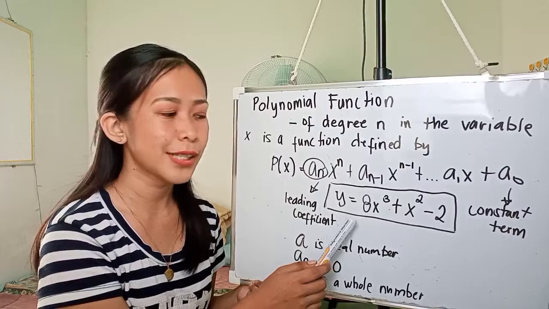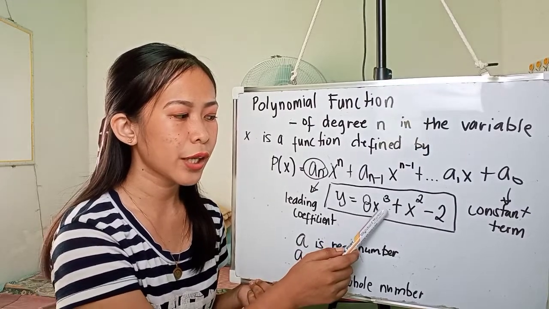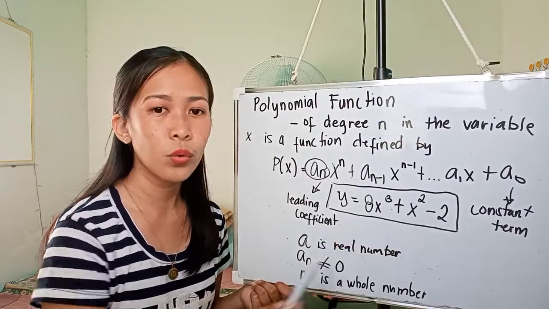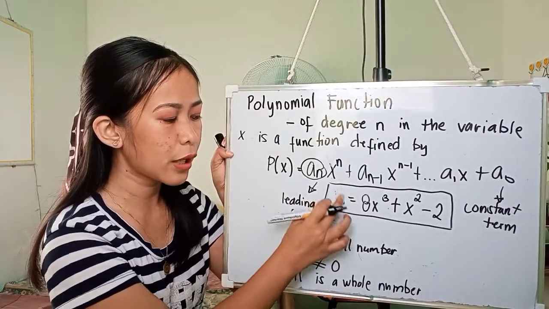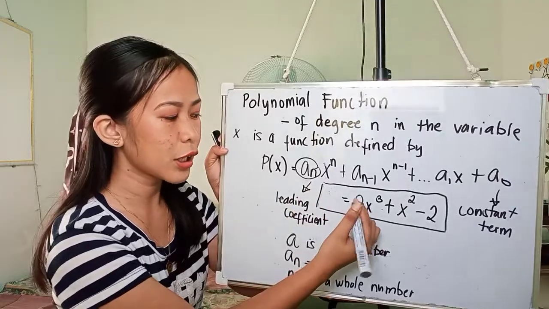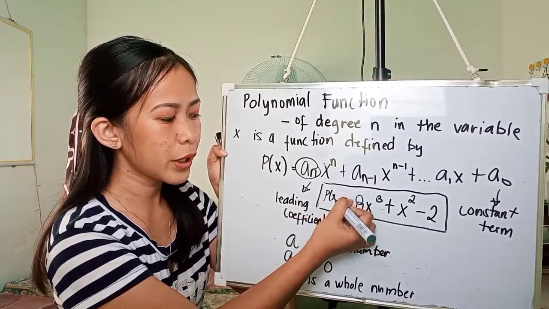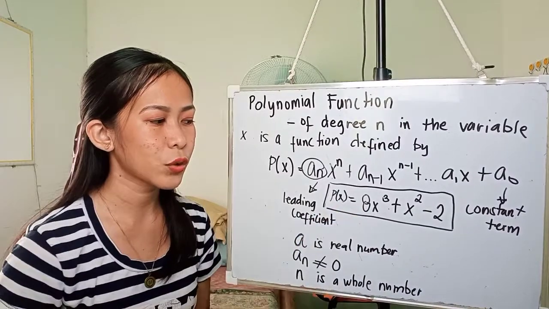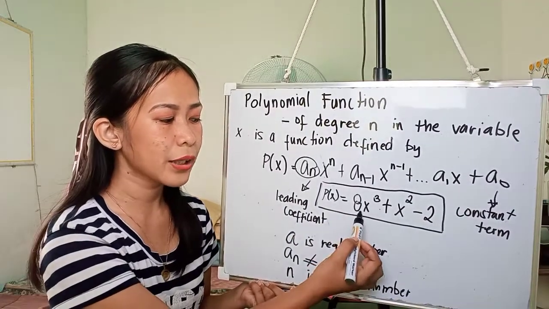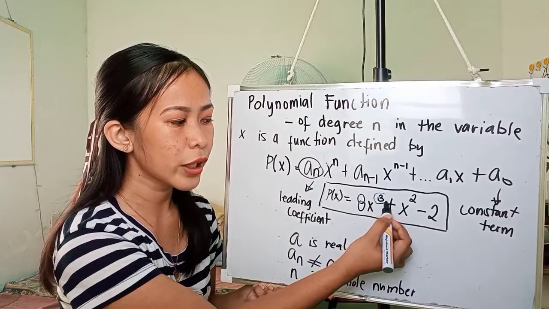So, we have here the example, y is equal to 8x cubed plus x raised to 2 minus 2. So, palitan din natin to ng p of x, pero actually, pwede nyo siyang gamitin as y lang. So, p of x or polynomial function equals to 8x cubed plus x squared minus 2. So, we have 8x cubed. As you can see, ito ay 3.